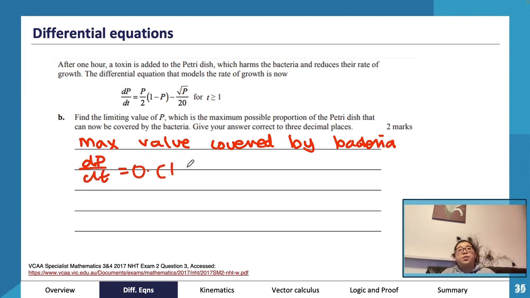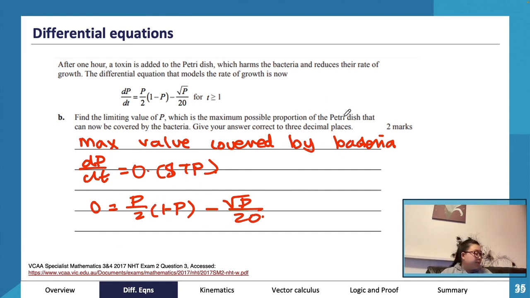Because this will show where our stationary points will occur. So what we're going to say is 0 is going to equal p over 2, 1 minus p, minus root p over 20. And once we do that, because this is correct to 3 decimal places, they're probably suggesting for us to solve that on our calculators. So that's exactly what we can do.